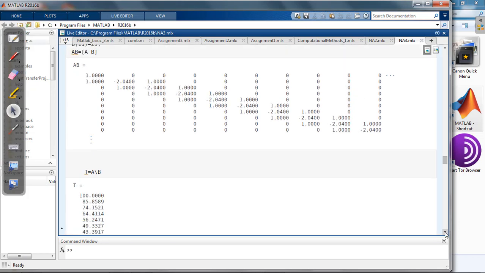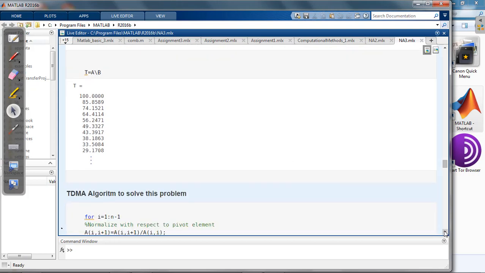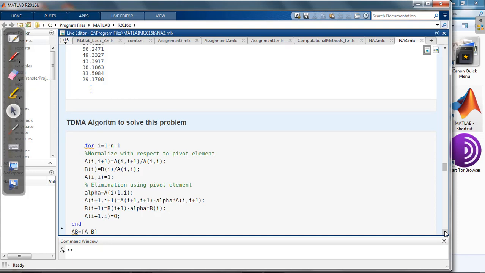And definitely once the matrix is created, you can find out the temperature field by A/B in this format. But we are not going to use this one. Just to check the final result, I have calculated it here. We are going to use the tridiagonal matrix algorithm.